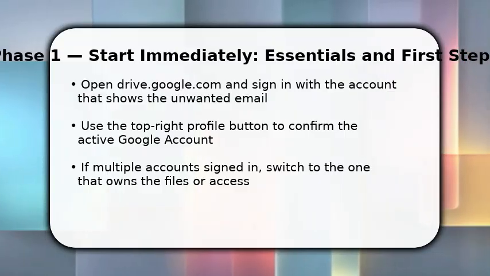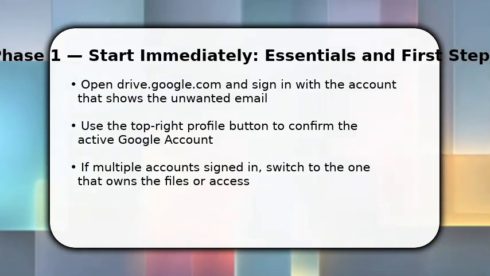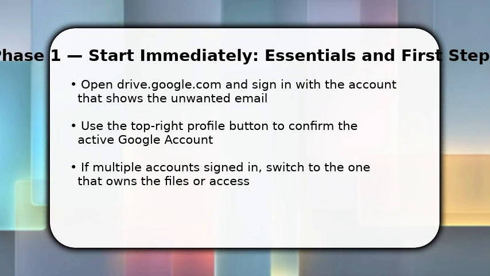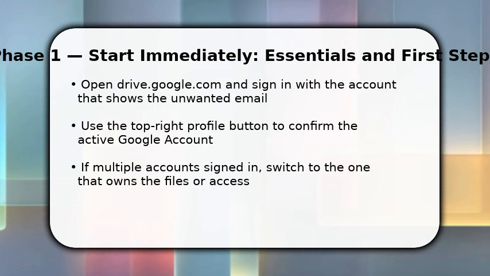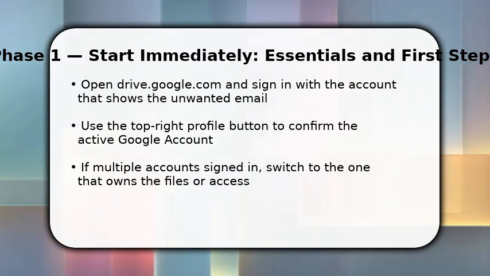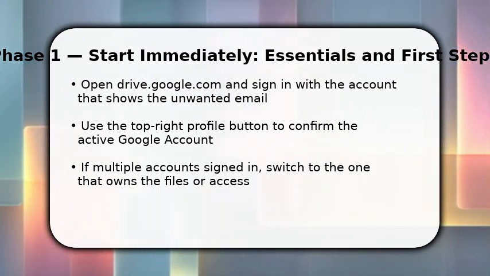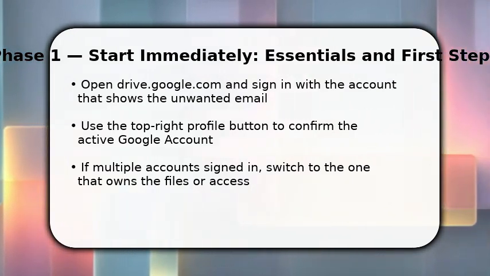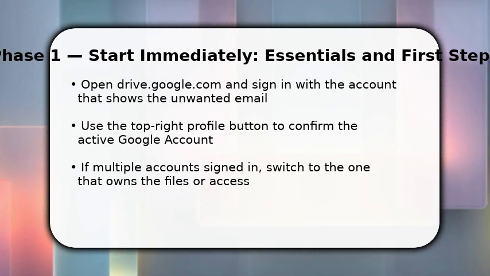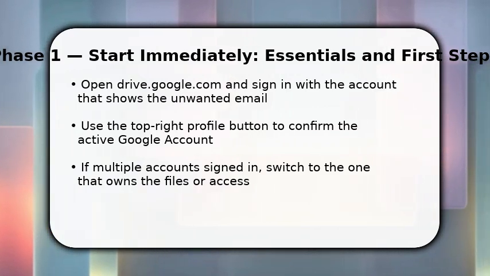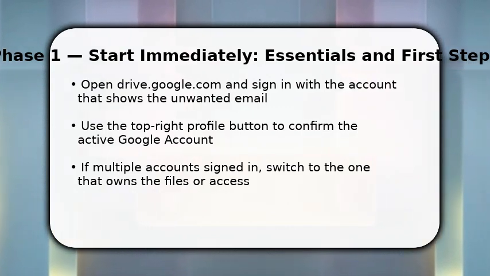You start by signing into Drive.Google.com with the Google account that currently shows the email you want removed. Once signed in, click the circular profile icon at top right to confirm which account is active. Make sure it's the owner of the items tied to that email. If you see multiple accounts, switch to the correct one now. This prevents removing an email from the wrong profile and saves time. So verify ownership before proceeding to sharing or account-level changes.